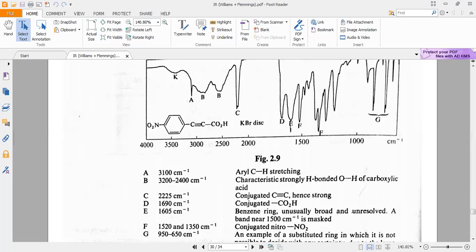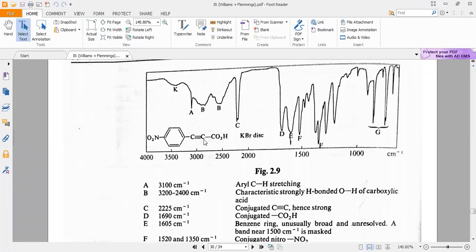And next to this, we have a carbon carbon triple bond. If you remember, this appears around 2200, which is this one. This is 2225, C, the conjugated carbon carbon triple bond. Similarly, look here at the carbon oxygen double bond in carboxylic acid, which appears around 1700. So this D value, 1690, is lower. If it is a simple carboxylic acid, let's say acetic acid, it appears around 1710 to 1750. But this value is lower than that.